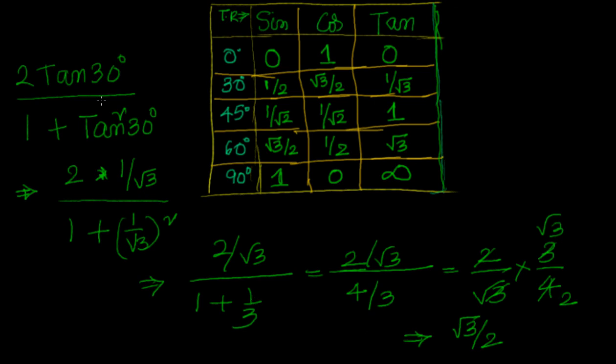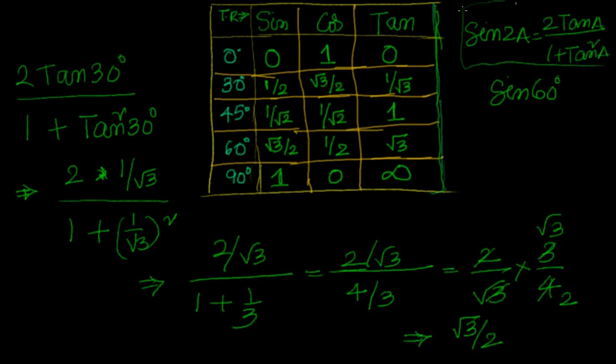Actually, this is nothing but the formula for sine 60 degrees. Can you check what sine 60 degrees is? Root 3 by 2. Yes, there is a formula which you will learn, which says sine 2a is equal to 2 tan a by 1 plus tan square a. You will learn it, don't worry about it. Whatever you are doing is perfect. As per the syllabus, whatever is needed, we are going through. You are doing very well. So that's how the problems will be.